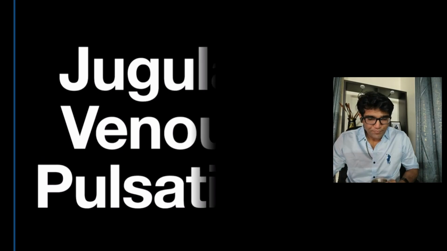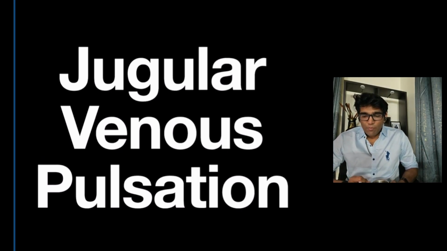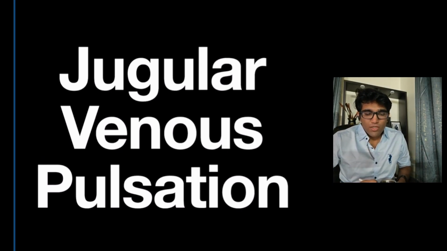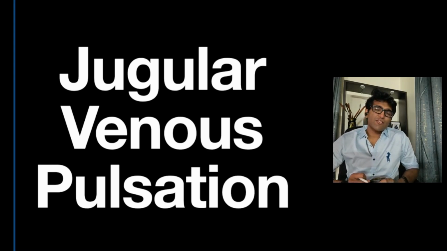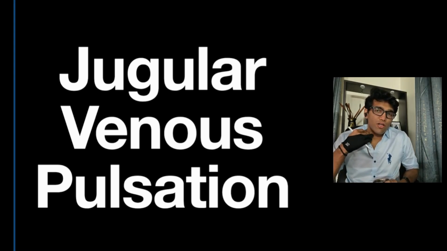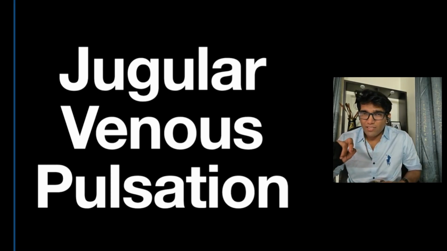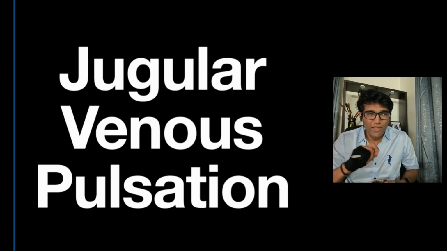Now coming to the last topic for this video, that is the jugular venous pulsation. The jugular venous pulse is actually the height of the blood column in the internal jugular vein. I am not going to go into the details of how to measure it, because that is part of the core curriculum of every medical school in the world, and you can just Google it. We need to understand the actual physical mechanisms behind the jugular venous pulse.